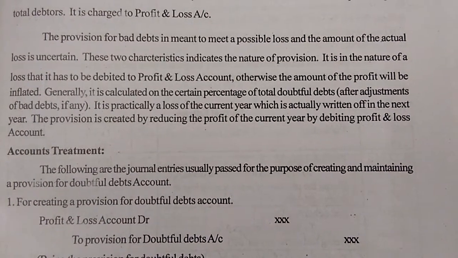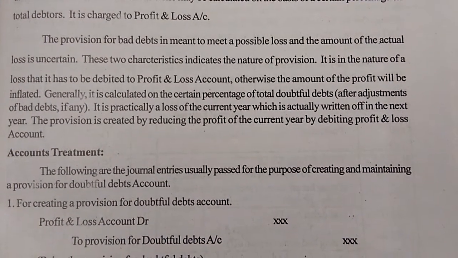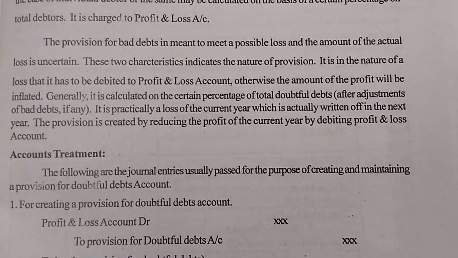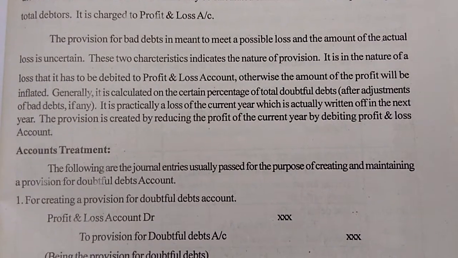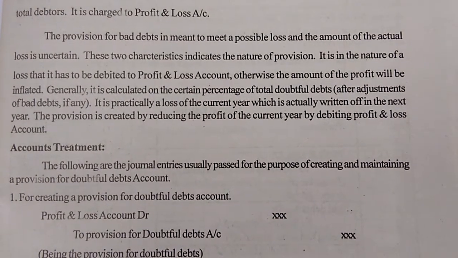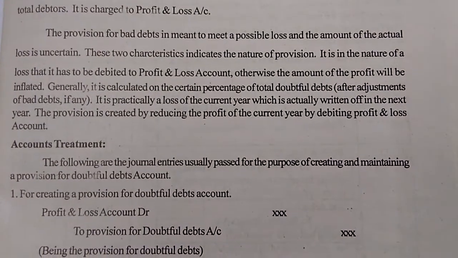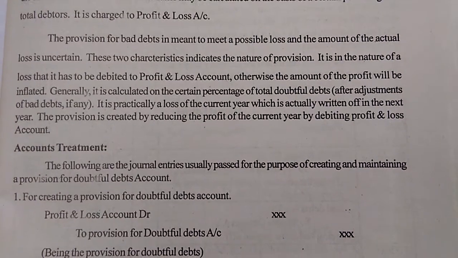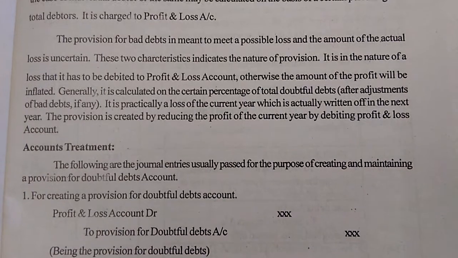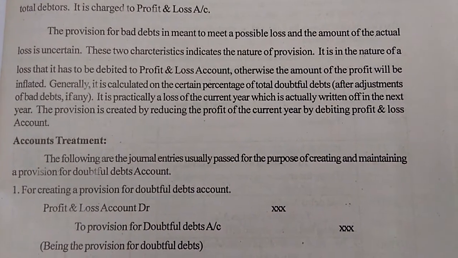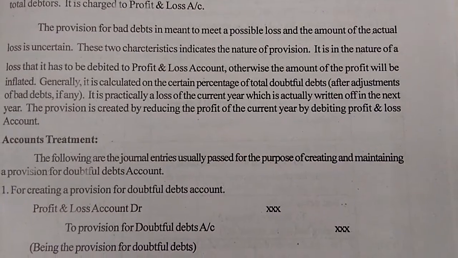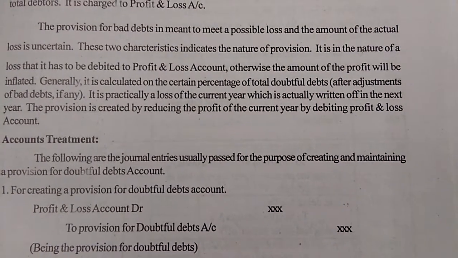The provision for bad debts is meant to meet a possible loss, and the amount of the total loss is uncertain. These two characteristics indicate the nature of provision. It is the nature of a loss that it has to be debited to profit and loss account. Otherwise, the amount of the profit will be inflated.